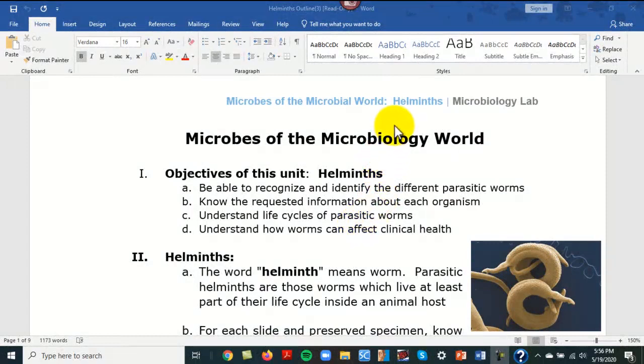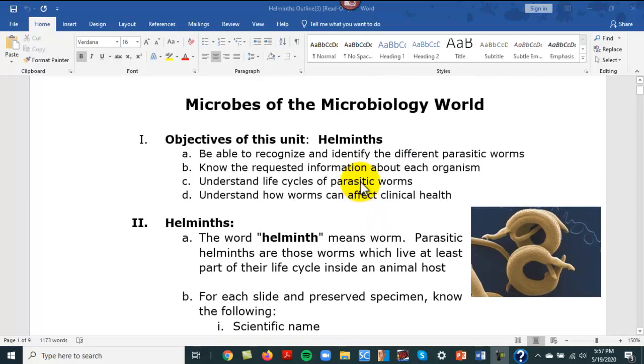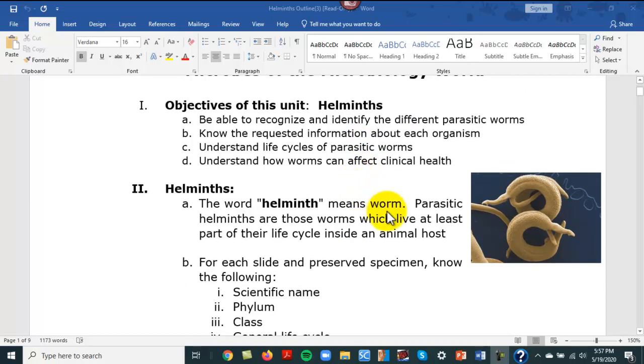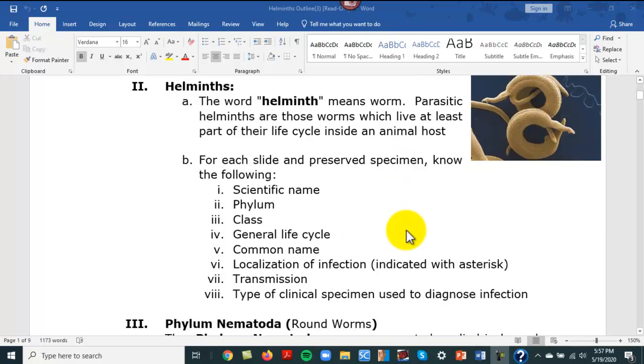This video is going to cover helminths, which is the last group of microbes of the microbial world. Like I said, in lab, we usually get out the slides and the microscopes and go through and you have to know all these characteristics about each little organism. Now, helminths mean worms, and they cause a lot of different, you could call them a disease, more or less a condition.